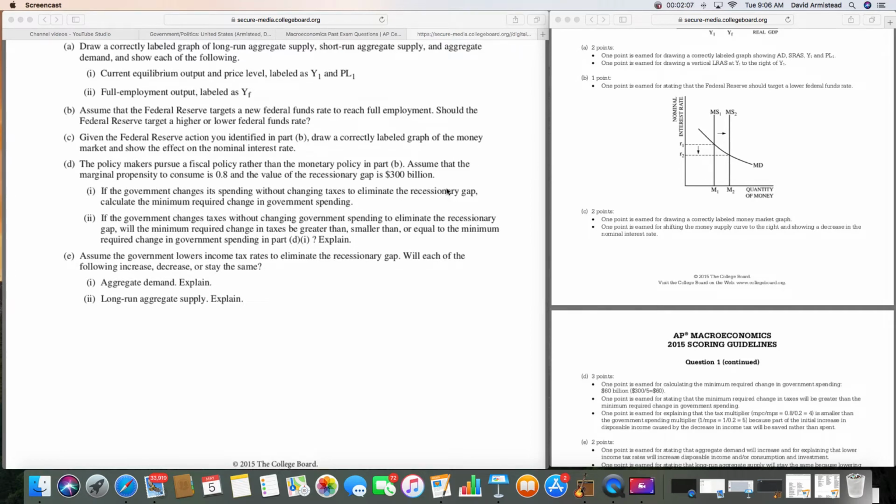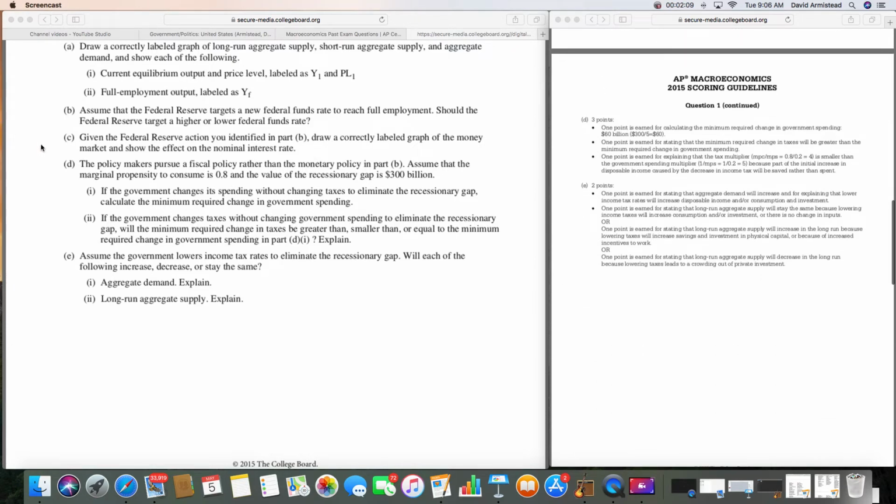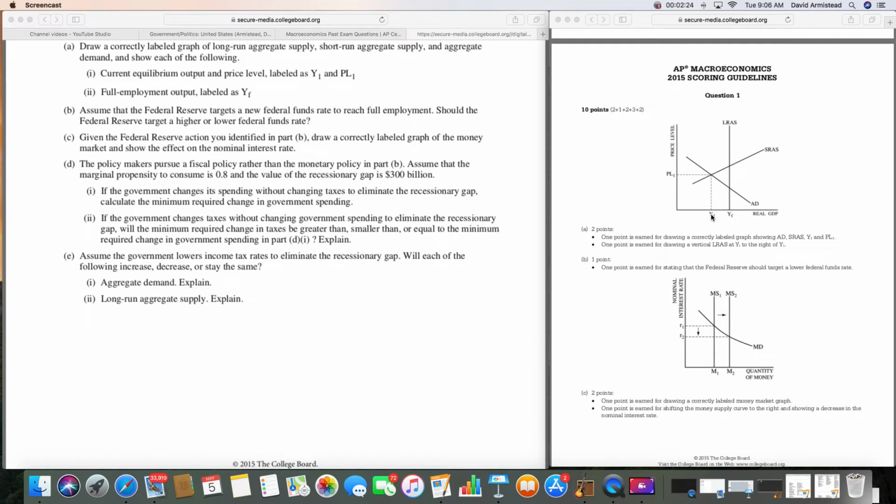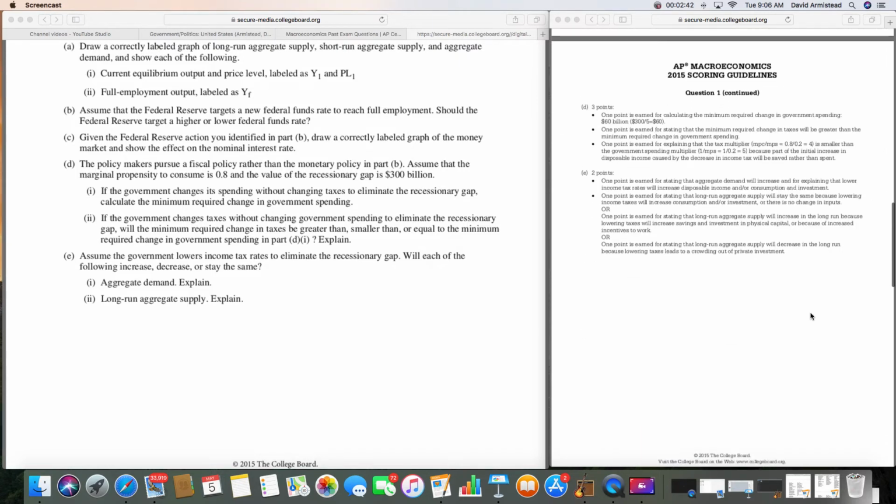Okay, the policymakers pursue a fiscal policy rather than monetary policy in Part B. Assume the marginal propensity to consume is 0.8 and the value of the recessionary gap is 300 billion. So what they're saying is between here, Y1 and YF, there needs to be 300 billion in spending. They're telling you the marginal propensity to consume is 0.8. Well, that means the MPS is 0.2. 1 over 0.2 is going to get you 5.